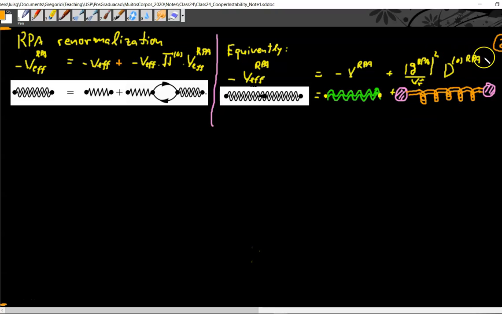What is the RPA expansion for, say, the free propagator? And here, sorry, this shouldn't be D0. This is already the RPA. Okay, let me write the RPA right there, because it's not the free phonon anymore, it's RPA. Okay, so let's see how this works.